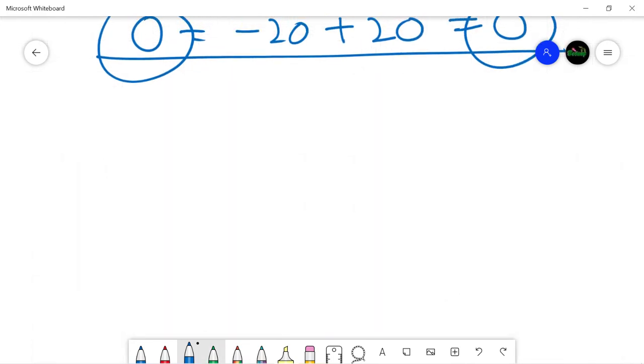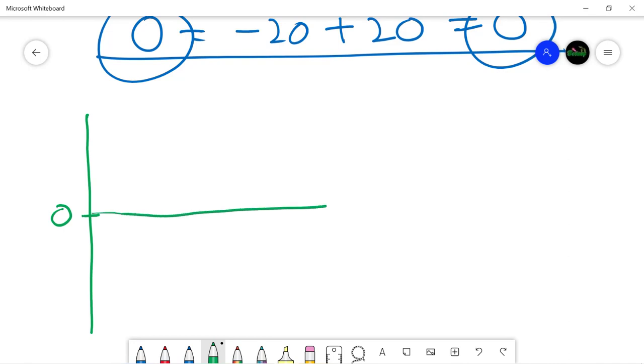So here we have, let's take a different pen. Now this is 0 water potential, and this is our x-axis. So below 0 we have minus 10, minus 20 and minus 30 bars, and above 0 we have positive pressure, so we have plus 10, plus 20 and plus 30.